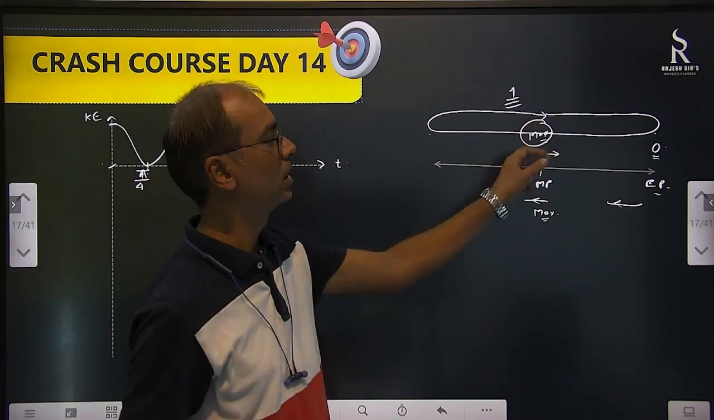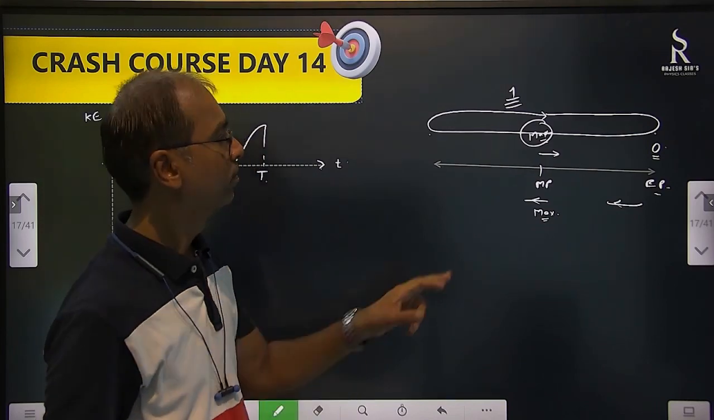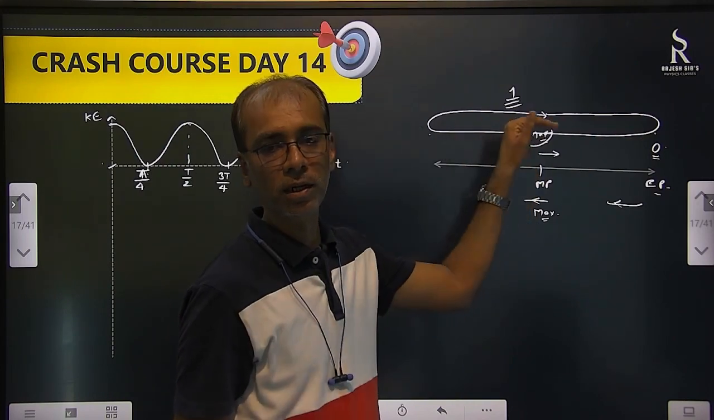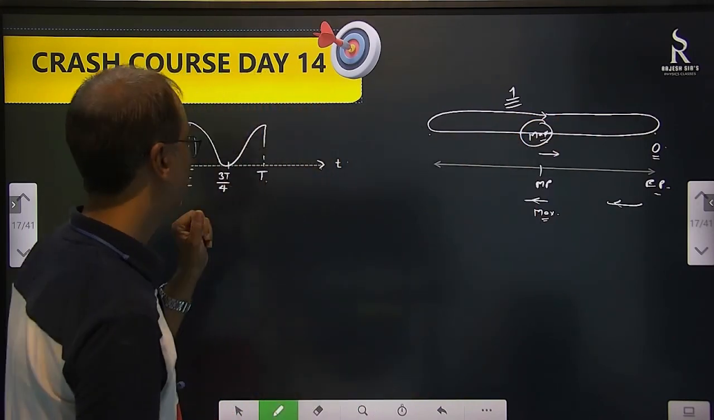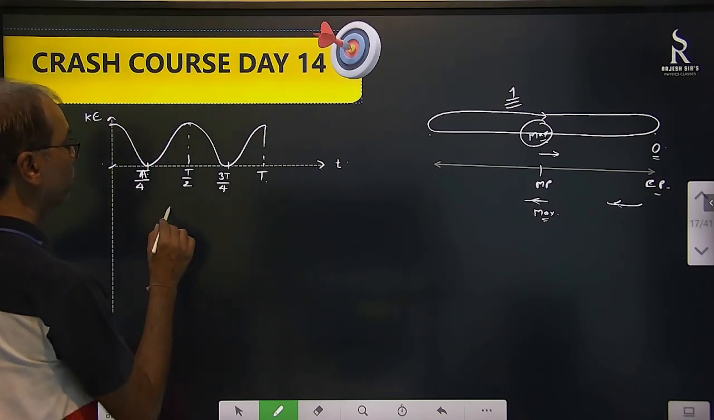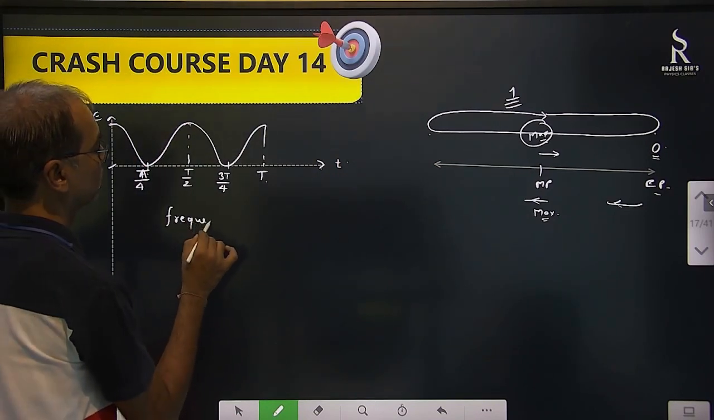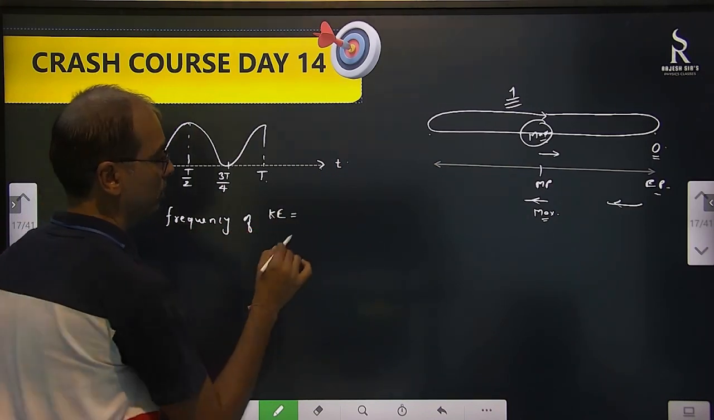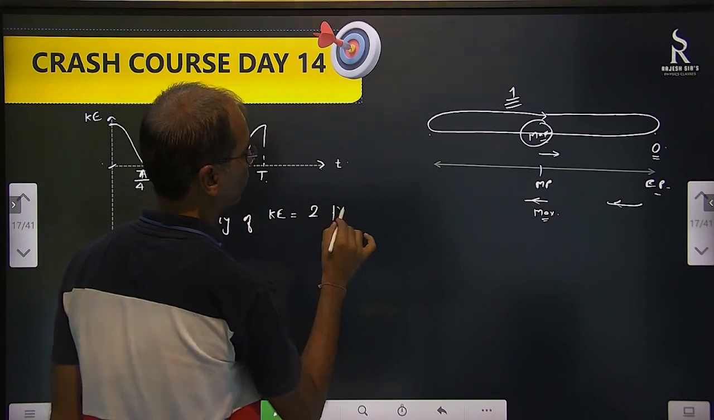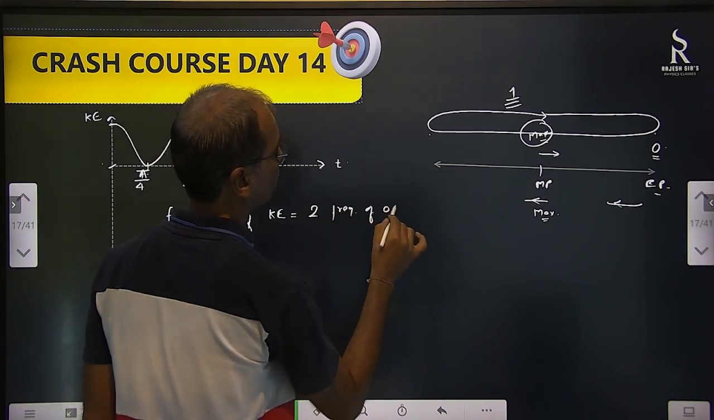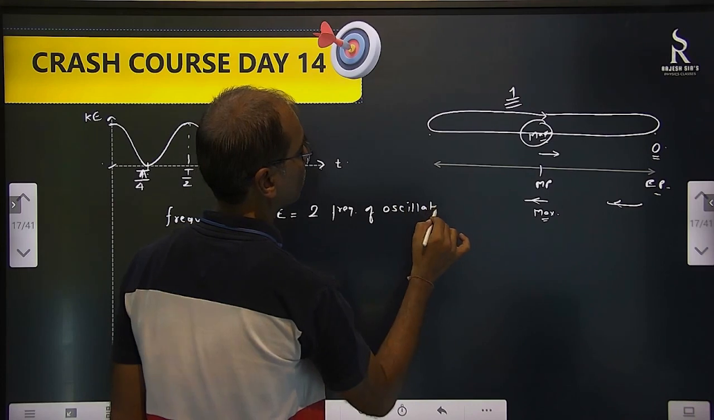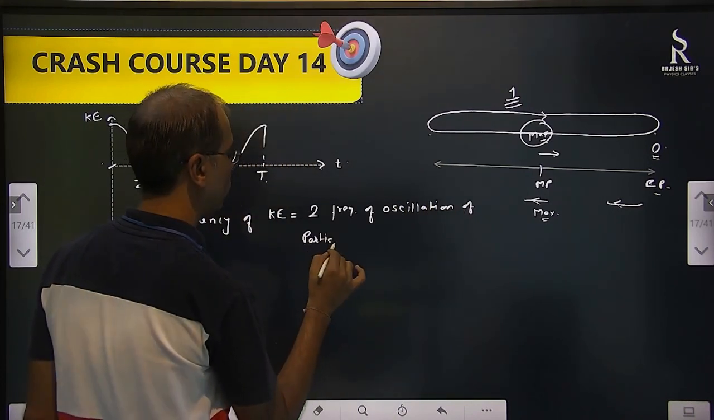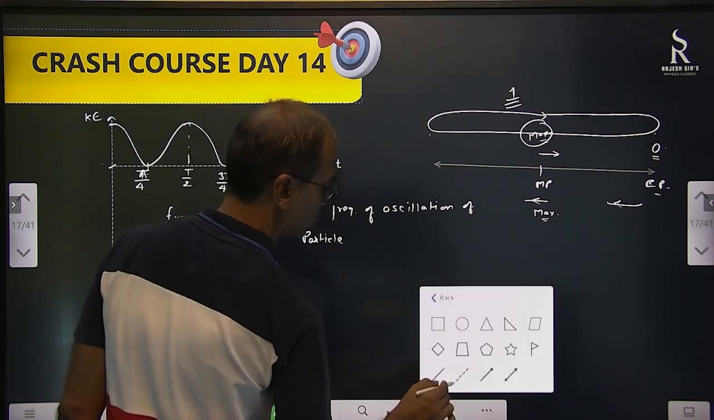Whereas this particle is reaching the same position only once. This is not the same position. When face is in this direction, then it is turning back. So this is 1, whereas kinetic energy is double. So frequency of kinetic energy is 2 times frequency of oscillation of particle. Now what about potential energy? Potential energy also.